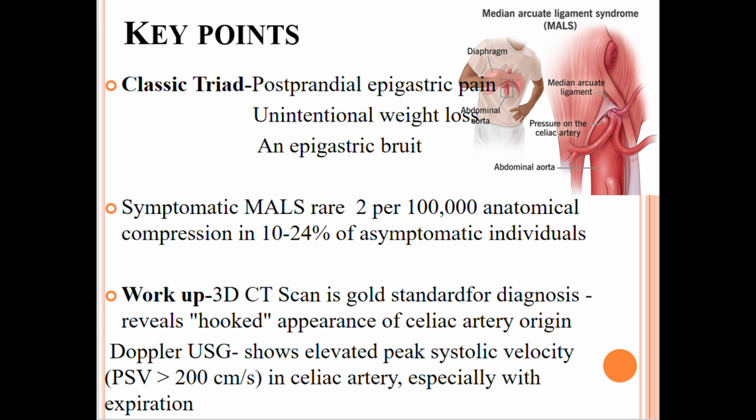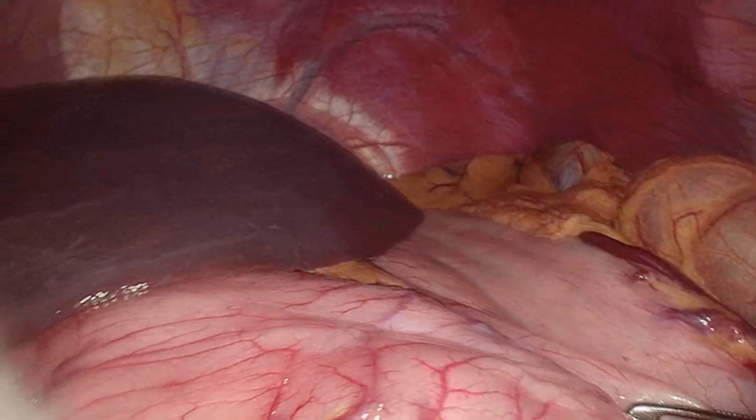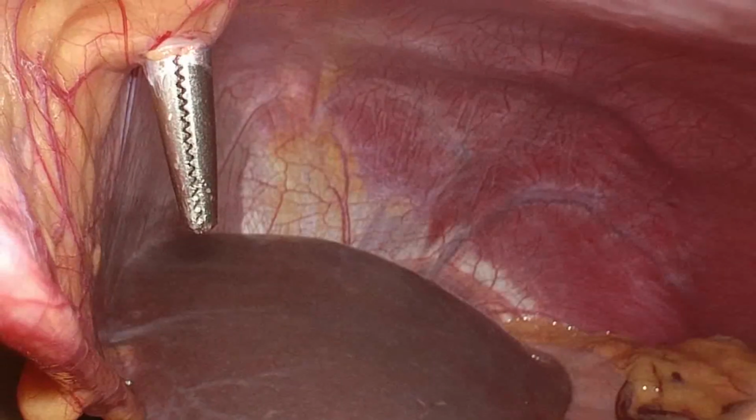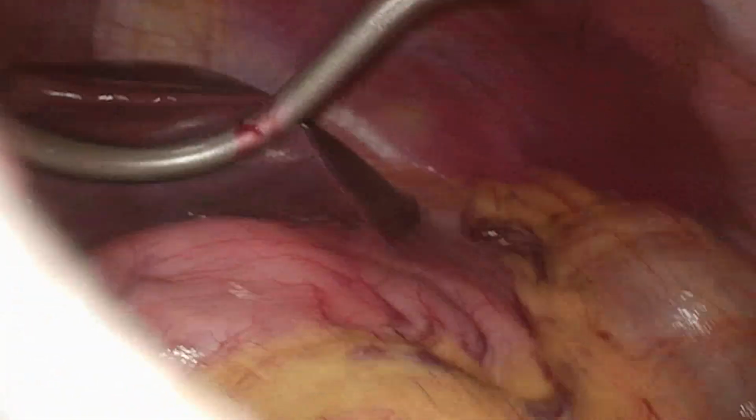So we did a diagnostic laparoscopy first. There was nothing else found, and these were the port placements: 3 5mm ports, 2 in the mid-clavicular line, either side, for dissection, and 1 in the left flank for stomach retraction. After the first port, the camera port, was placed, we put Nathanson's retractor for liver retraction. You can see the liver is quite normal, and that's the stomach.